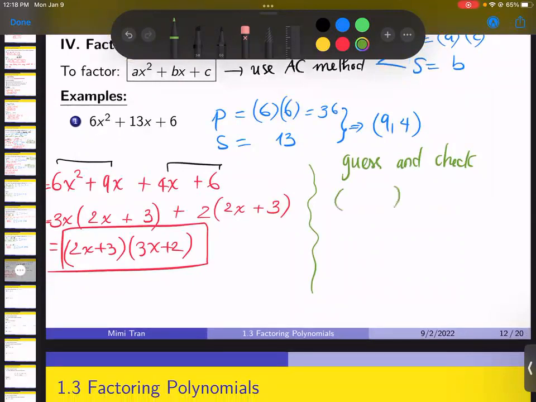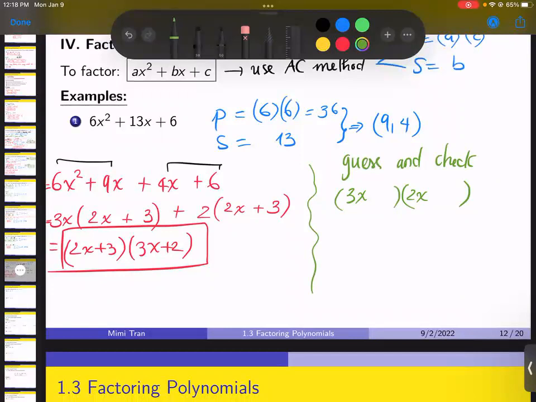So let's do guess and check. Now, I need two numbers that multiply to give me 6x squared. It could be x times 6x, right? Or it could be 2x times 3x. Usually you want to choose the numbers that are closer in value. So in this case, 2 and 3, right? Instead of 1 and 6. So 3x and 2x, so that's 6x squared. And then the 6. I need two numbers that multiply to 6.